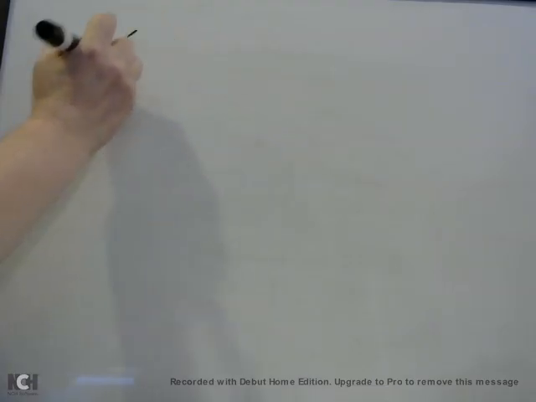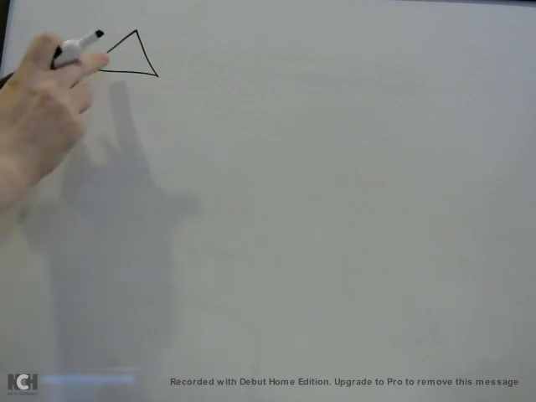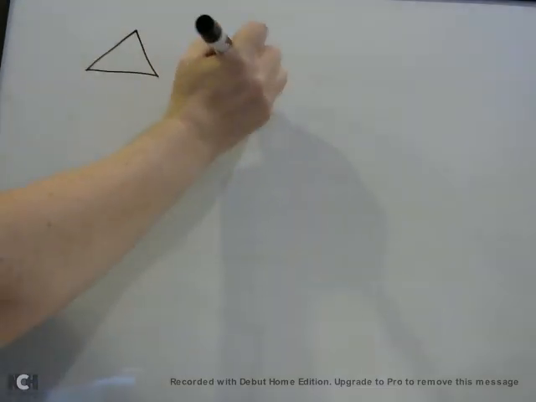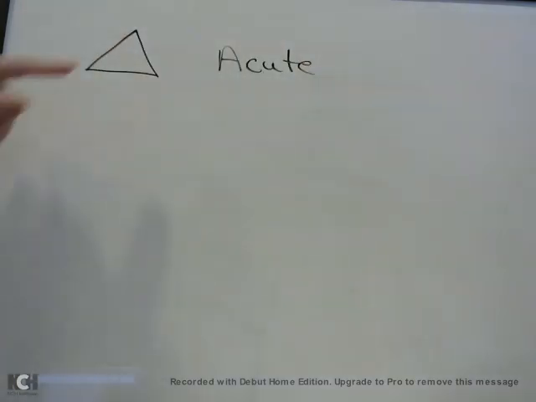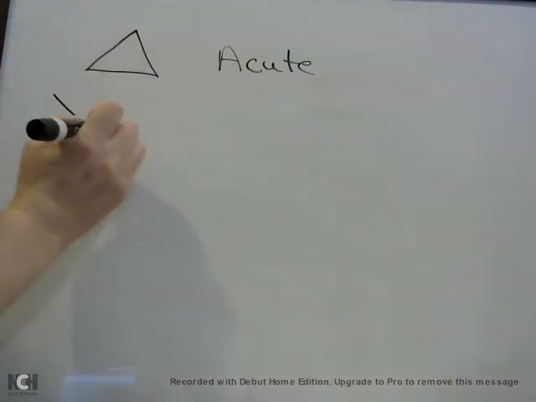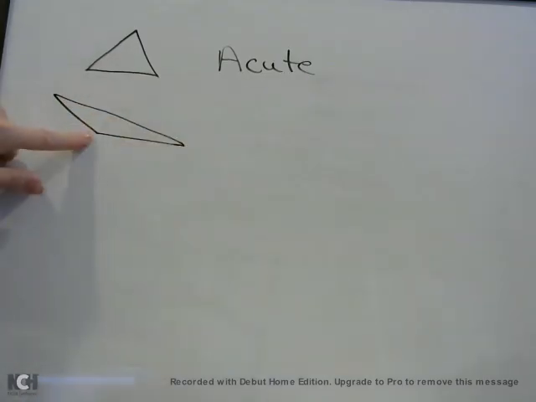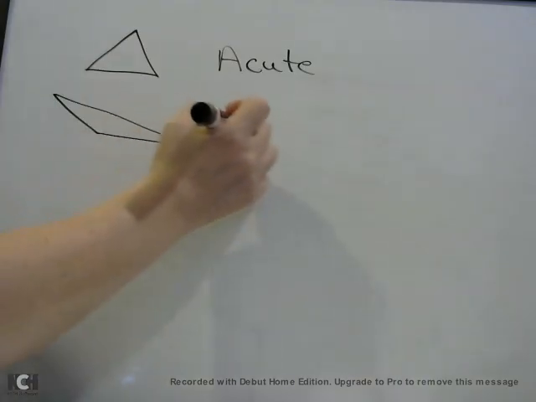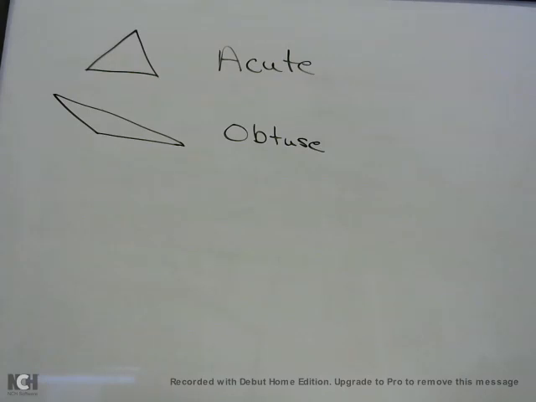But the first way that we're going to classify a triangle is based on the measurement of its angles. If all of the angles inside the triangle are less than 90 degrees, this is called an acute triangle. It just means that all of these angles are less than 90 degrees. If you have one angle that is greater than 90 degrees, so for example, this angle here is greater than 90 degrees, this is called an obtuse triangle.